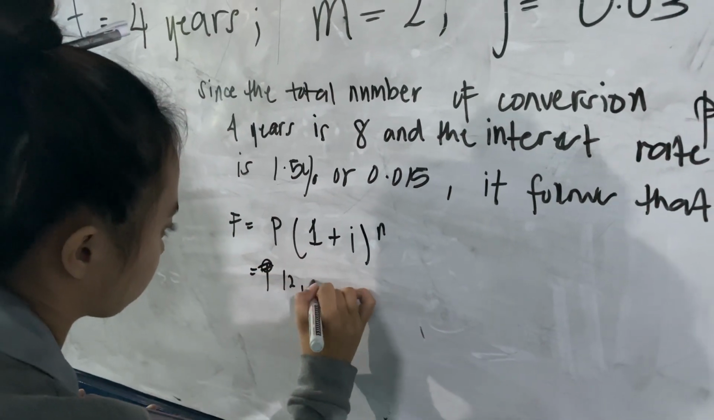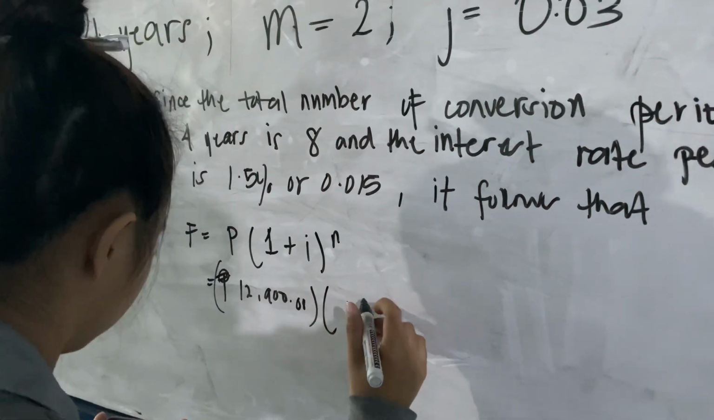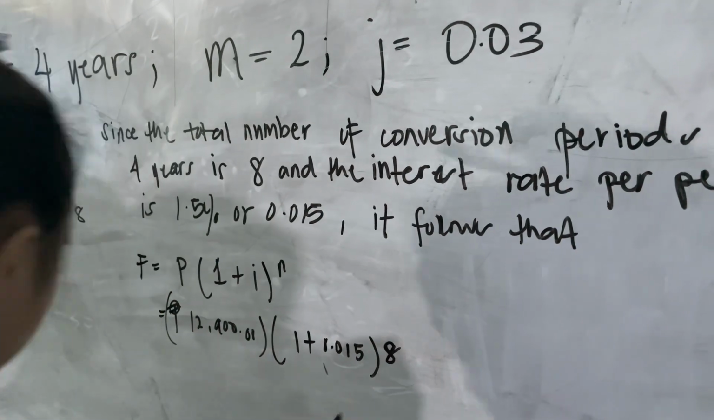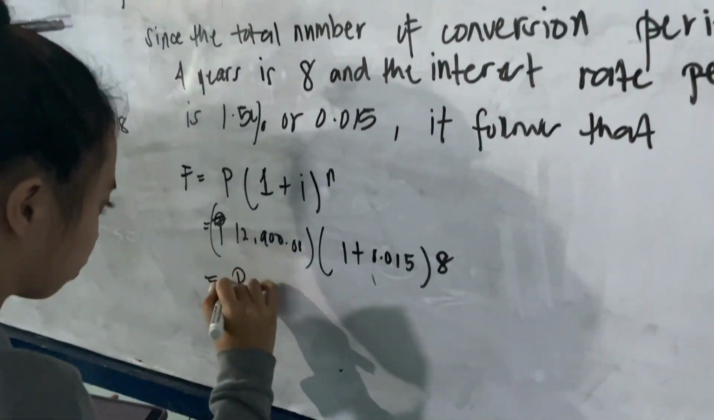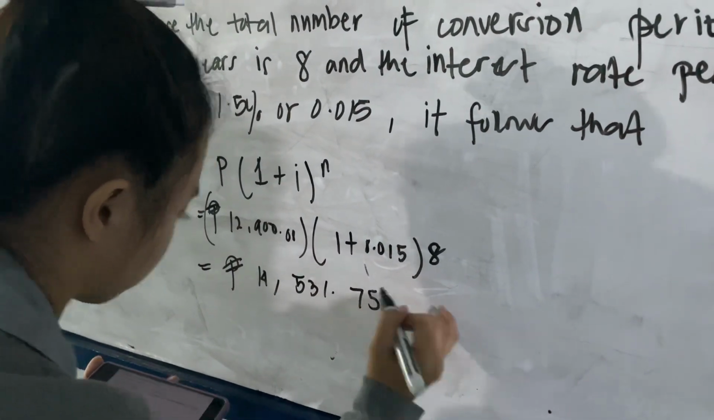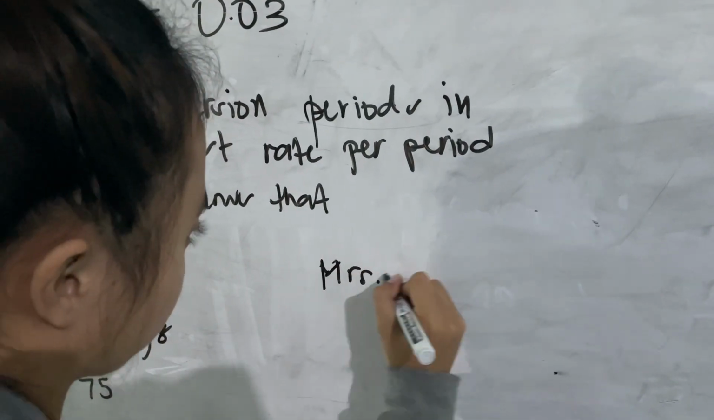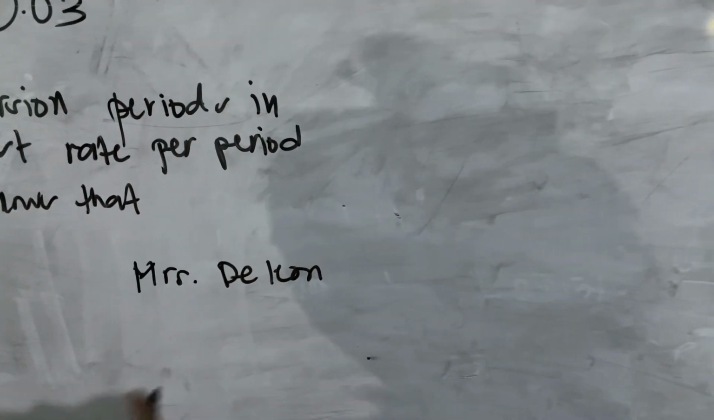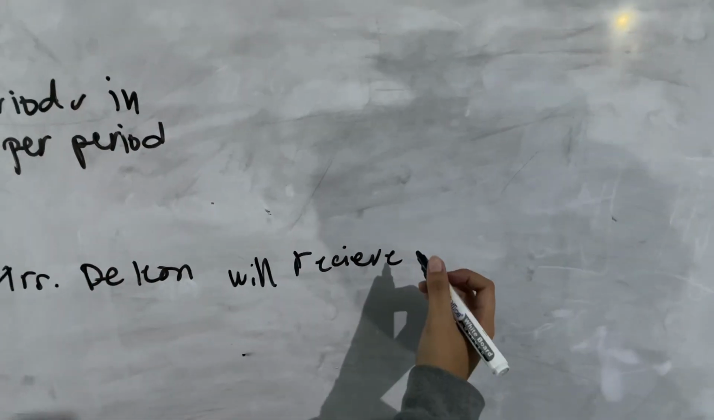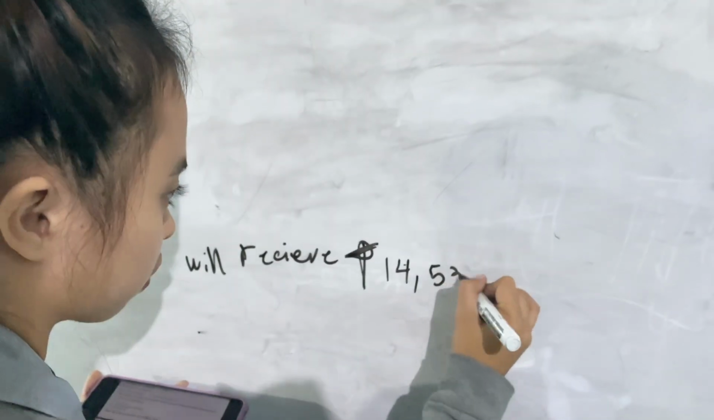Now that we got our I and N, we can plug in these values into our F formula. F equals 12,900 times the quantity of 1 plus 0.015 raised to 8. The answer is 14,531.75. Therefore, Miss De Leon will receive 14,531 pesos and 75 cents after 4 years.